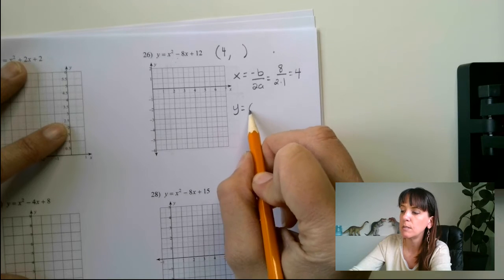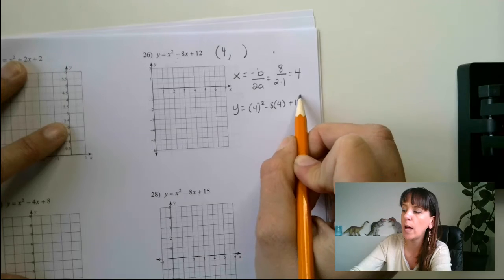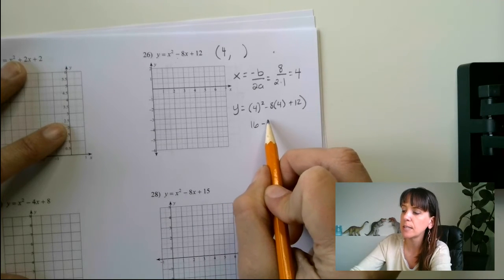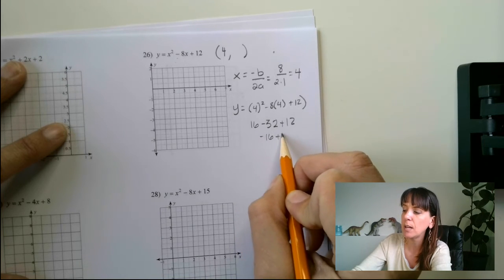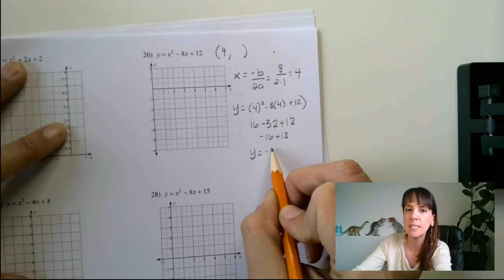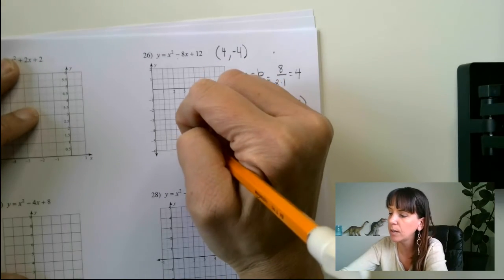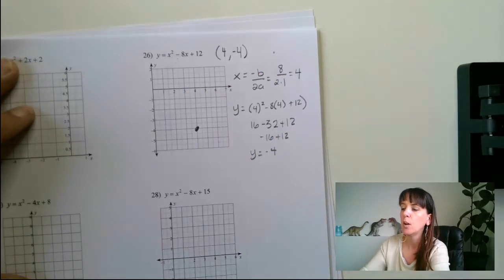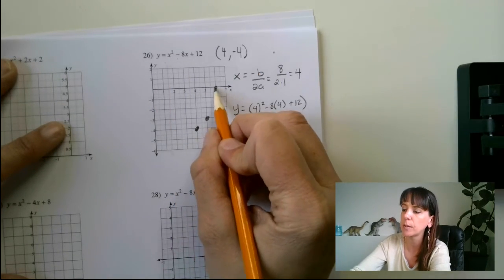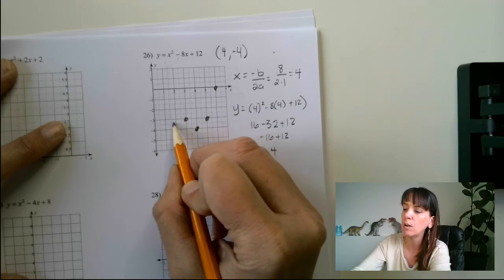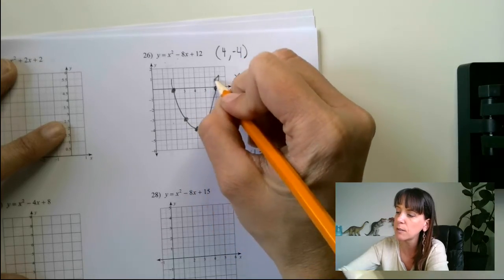Y equals 4 squared minus 8 times 4 plus 12. That gives us 16 minus 32 plus 12. Negative 16 plus 12. Y equals negative 4. So 4, negative 4, over 4, down, negative 4. Bam! We look for our A, and we know our pattern is over 1, up 1, over 1, up 3. Over 1, up 1, over 1, up 3. All right, so that's how you find the vertex on standard form.